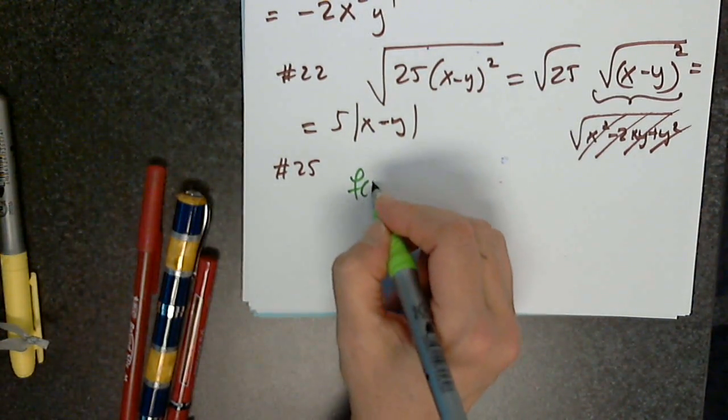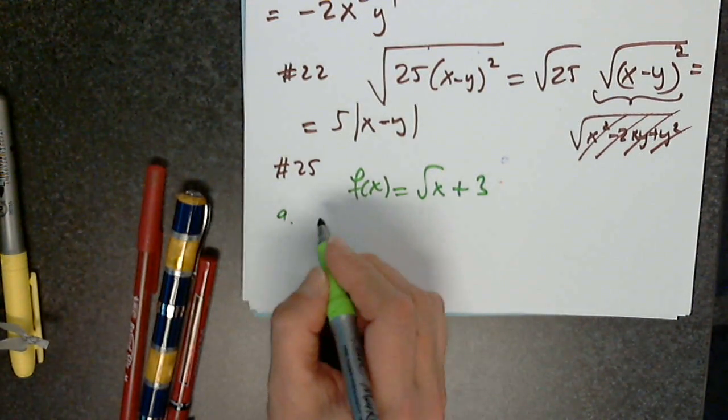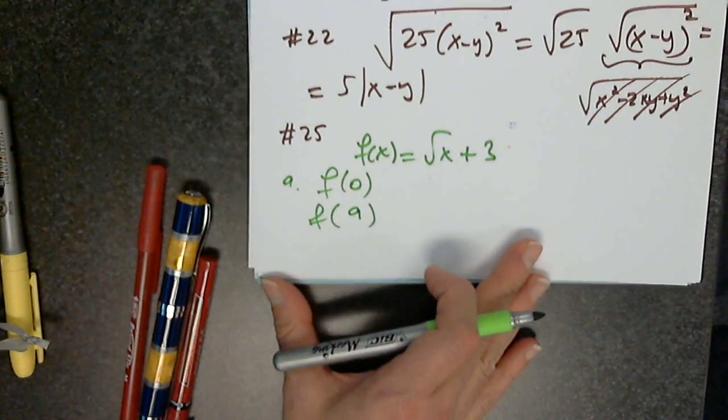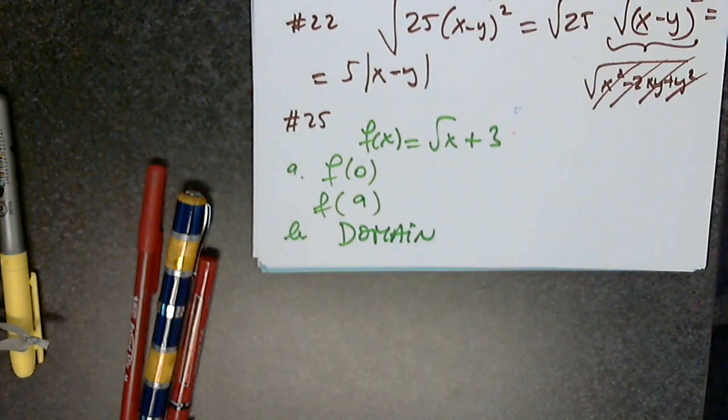We are given a function f of x equals the square root of x plus 3. In part A, we're asked to find f of 0, and then f of 9. And in part B, we're asked to find the domain. And there is a part C.